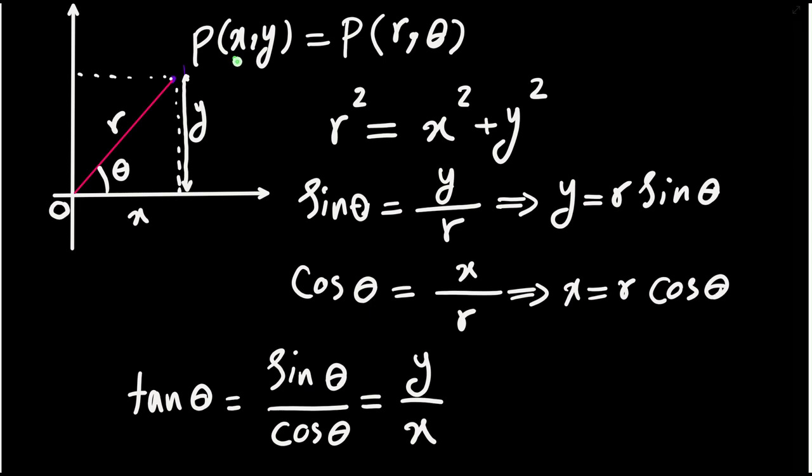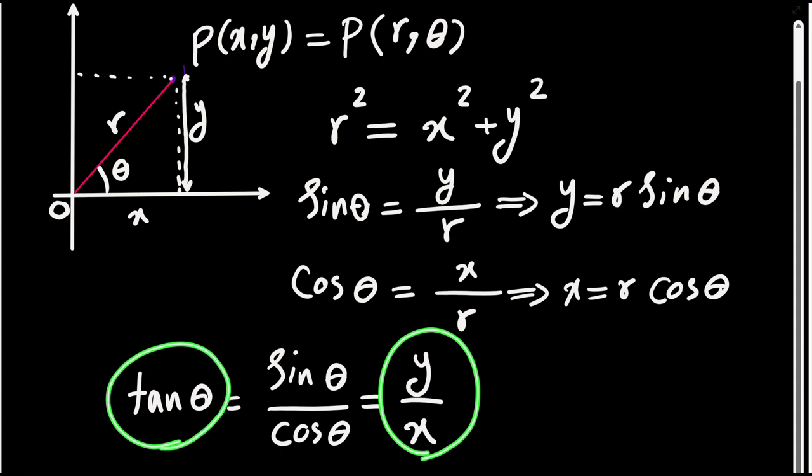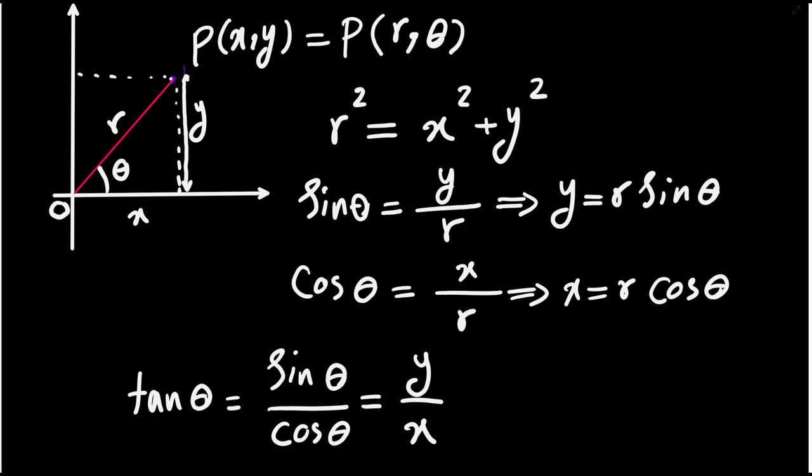So if you have x and y and you are looking for r and theta, based on r squared equals x squared plus y squared, you can calculate r, and based on the division of y and x, you can calculate tangent of theta. And if you have polar coordinates r and theta and you are looking for x and y, simply plug into these formulas: x is r cosine theta and y is r sine theta.